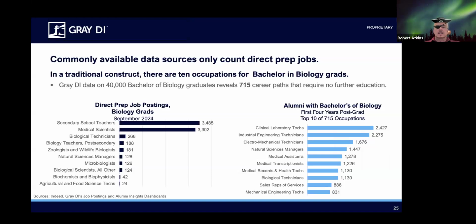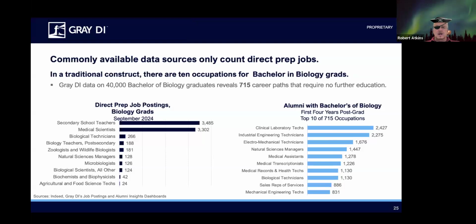So here we're looking at biology. And if you went with a direct prep view, biology does relatively well. You could call them the preppers, they believe there are 10 occupations that biology grads go into. Now, you may think that's not a lot, but it's twice as many as they think history majors go into. And as a history major, I do take some umbrage at that. But they say you can be a school teacher, you can be a scientist, you can be a biologist, and so forth down the list there of things you can do with a biology degree.